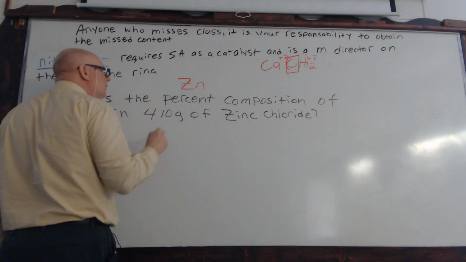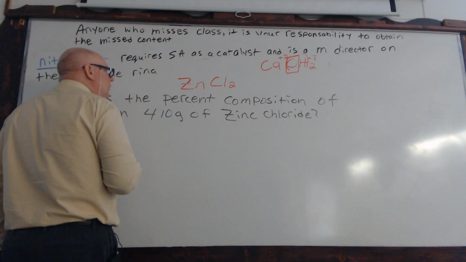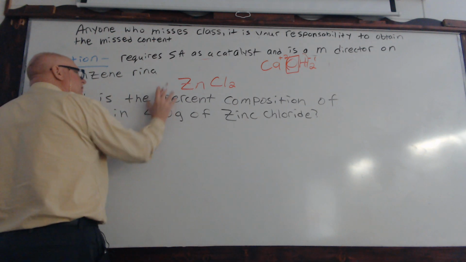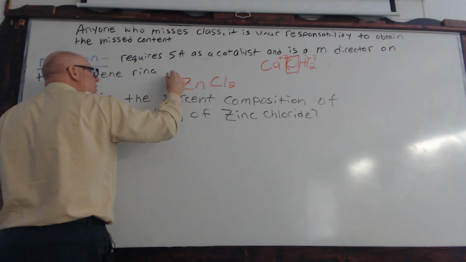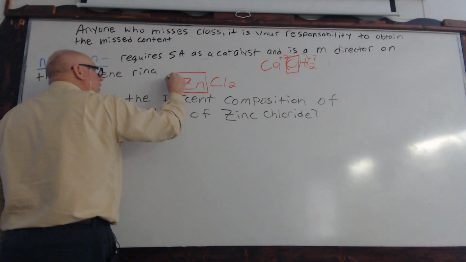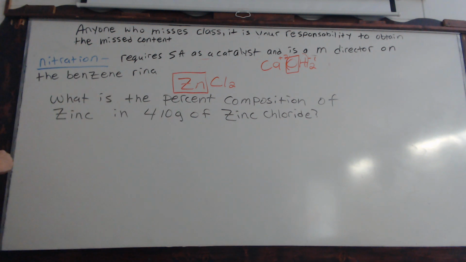ZnCl2. Okay, so in this case, we're starting with 410 grams of this entire compound. We want to know what's the percent of zinc in 410 grams of zinc chloride. Okay, you start the problem in the same manner with 410.